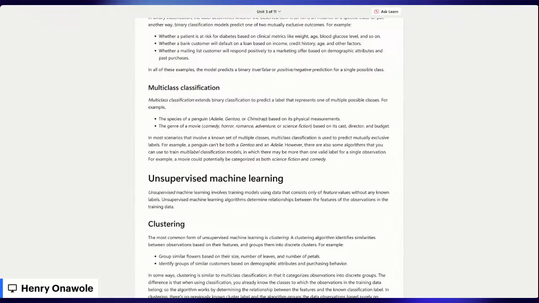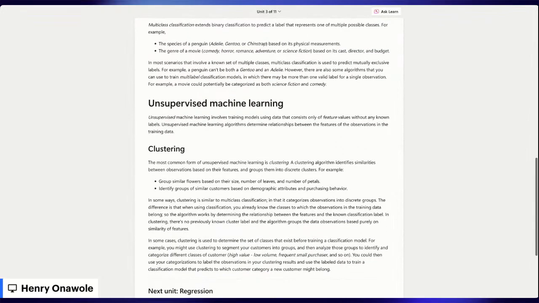For example, a pigeon can be either a gentoo or an adelie. However, there are also some algorithms that you can use to train a multi-label classification model in which there may be more than one valid label for a single observation. For example, a movie could potentially be categorized as both science fiction and comedy.